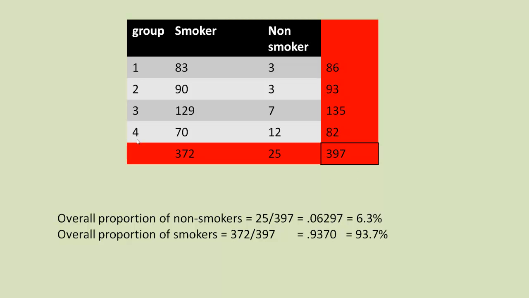The way that we analyse the data is we consider the actual values of the totals of each group. We look at these group totals by considering what's called the marginals. So we have the total of all smokers, which is 372, the total of all non-smokers, which is 25, the total in group 1, which is 86, group 2, 93, group 3, 135, group 4, 82, and the grand total 397. All those total values are called marginals.